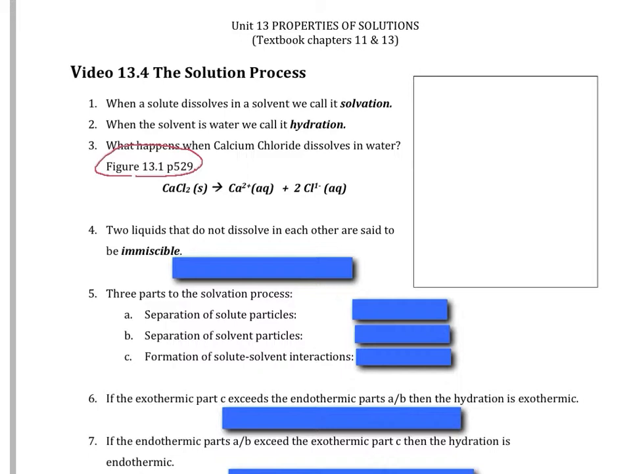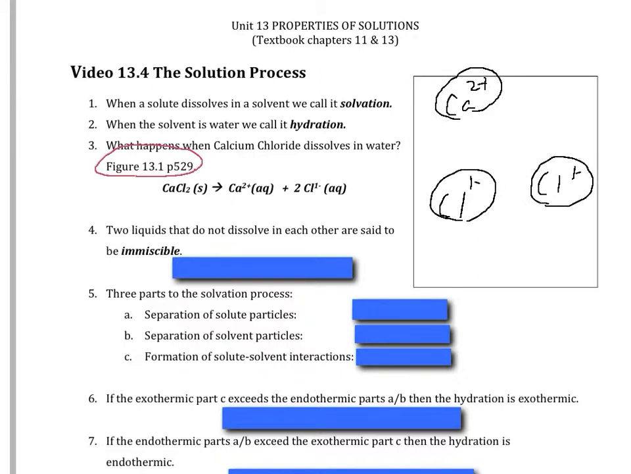A very common question on the AP exam will be for you to graphically depict what's happening in the solvation process. What they want to see is this. For each calcium ion, you have two chloride ions. And then the second part of this depiction will be to put the positive side of the water molecule, that's the hydrogen, next to the negative chlorine.